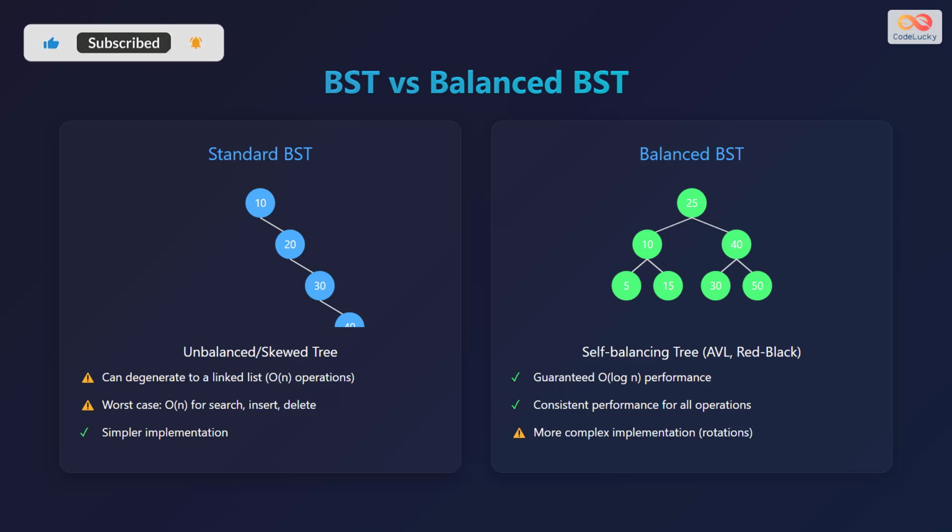Balanced binary search trees, on the other hand, guarantee big O of log n performance, ensuring consistent performance for all operations. However, they require a more complex implementation due to the need for rotations to maintain balance. As illustrated in the visualization, a skew tree can result from a standard binary search tree, whereas self-balancing trees are represented by balanced binary search trees such as AVL and red-black trees.